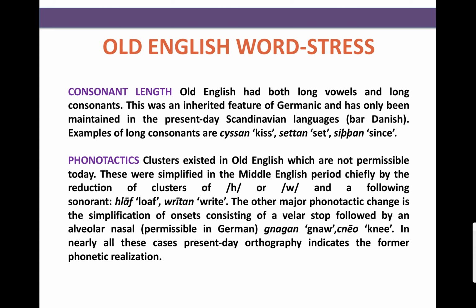Consonant length. Old English had both long vowels and long consonants. This was an inherited feature of Germanic and has only been maintained in the present-day Scandinavian languages. Examples of long consonants are kiss, set, since.